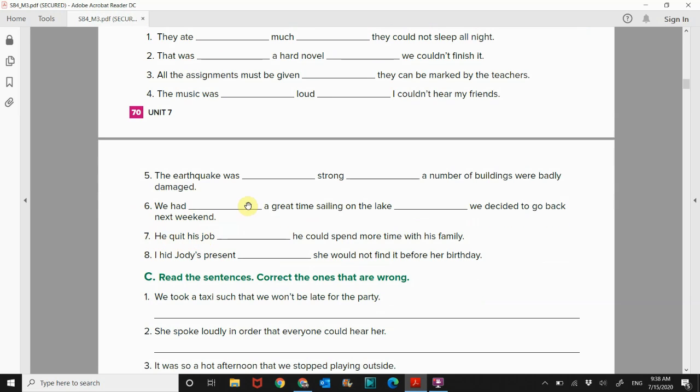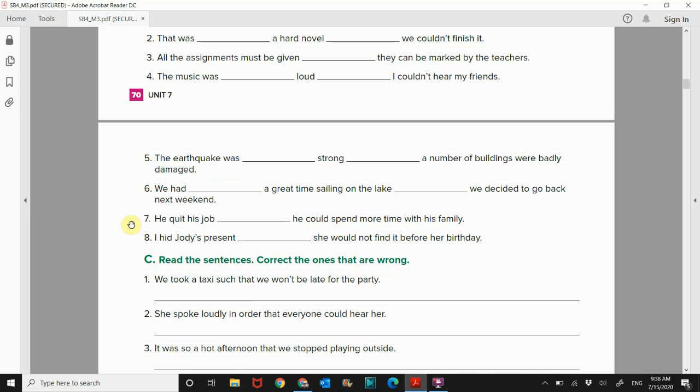All right, we had blank a great time sailing on the lake. Blank, we decided to go back next weekend. All right, a great time. Time is a noun. Sailing on the lake is describing time as well. So we had such a great time sailing on the lake that we decided to go back next weekend.